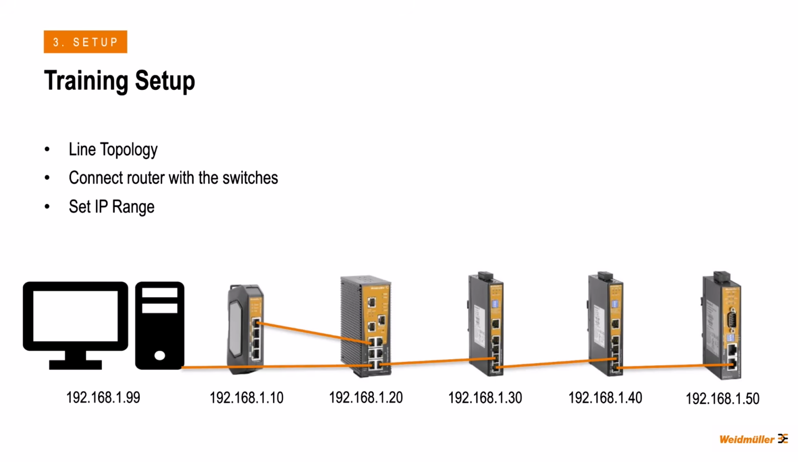Now we are going to talk about our training setup. First is that we are going to work with the line topology. Then we have to connect the router. Next, we change a few settings in the router and set the IP range. Lastly, we just must enable the DHCP function at the devices.